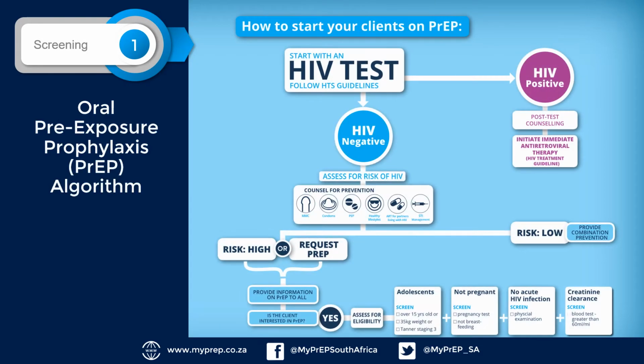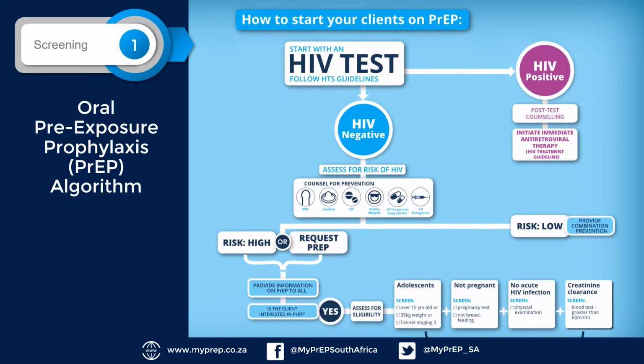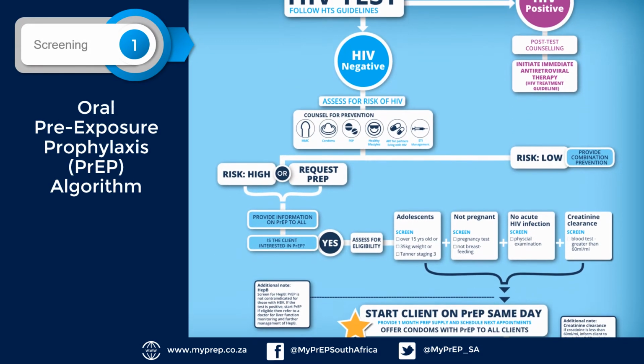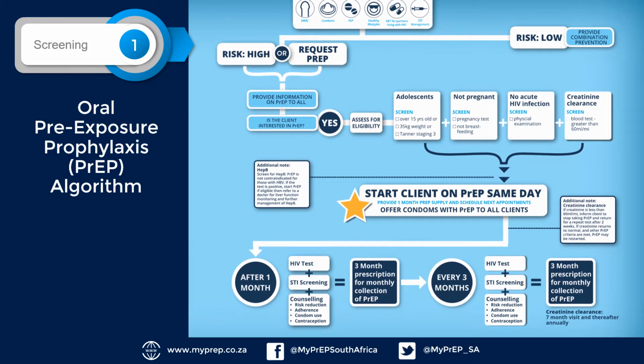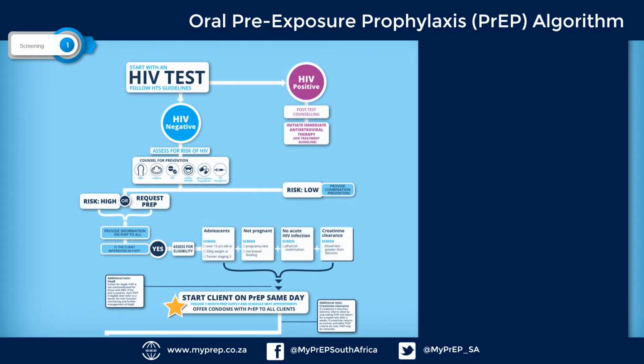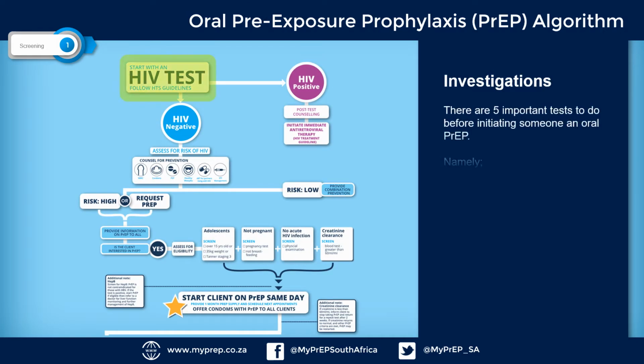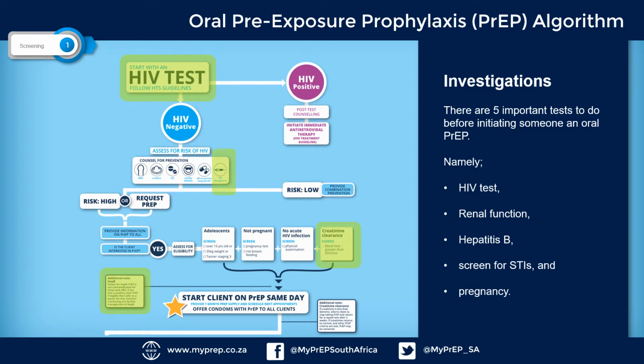The screening process entails following the oral pre-exposure prophylaxis algorithm. We will follow the algorithm and explain the steps in more detail. There are 5 important tests to do before initiating someone on oral PrEP, namely an HIV test, renal function, hepatitis B, screening for STIs, and pregnancy tests.